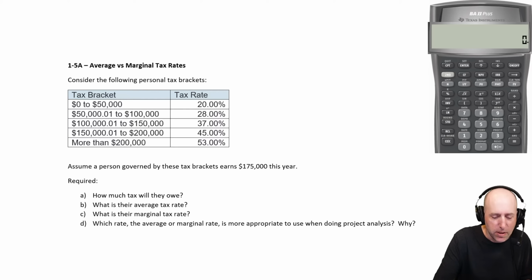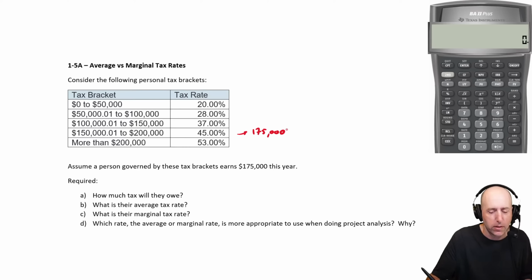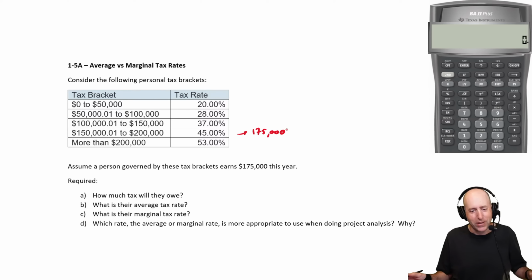Okay, the rookie mistake is you find 175 on the table. You'd say, oh, it's somewhere on this line of the tax bracket. We would earn 175K. Therefore, 175 times 45%. That's how much I owe in taxes. That's not how tax brackets work.